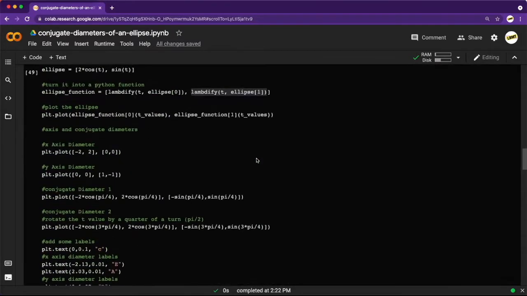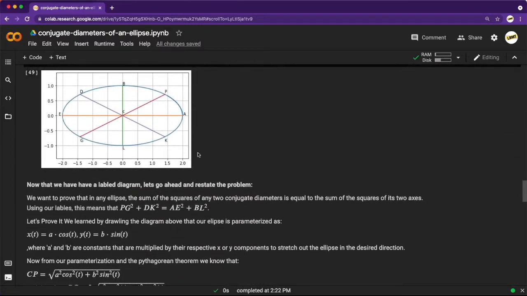So let's visualize that. I'm going to scroll down here to a diagram, and let's look closely at this. So if we look here, we've got an ellipse, and we've got two conjugate diameters. One is dk, the other is pg, and then we've got two axes. We've got bl and ae.